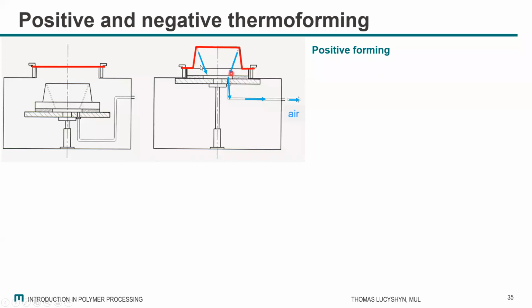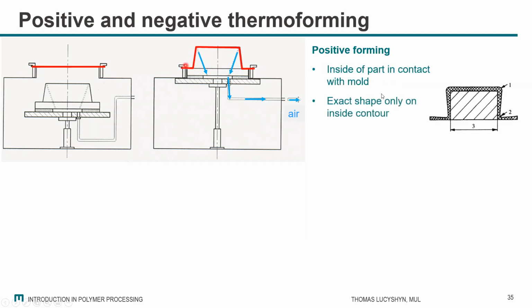And now this is positive forming because the shape protrudes out of the surface and the film is pulled over it. And that means that the inside of the part, as you can see here, is in contact with the mold, which has a very defined shape. So if you want to have a very defined shape of your dimensions in the inside of your product, then you need to use positive forming.